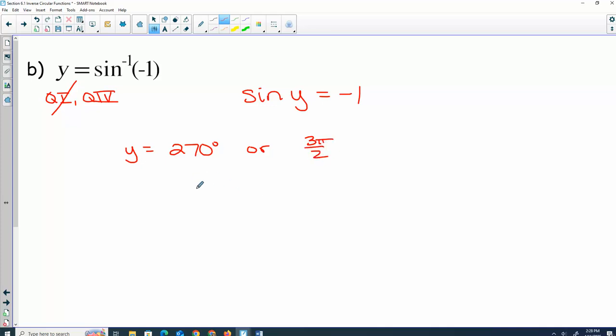If you're looking in the book, it's going to tell you this is -90 or negative pi over 2. Is that any different? They're coterminal, right? So you could have any of those answers. We should recognize now that -90, if I add 360, I get 270. So it's just two ways of identifying the same angle.